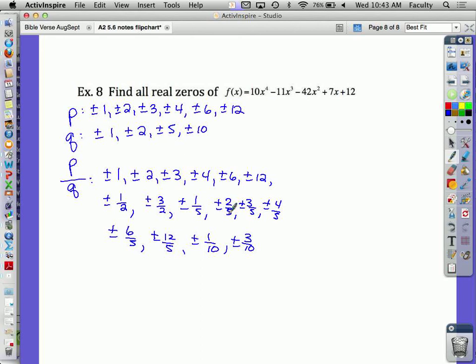Okay, so this one's a doozy to do. And here's the other problem. I can't just find one answer because that'll take me to an x cubed and I'm stuck. So I need 2 answers. Okay, I need 2 of these.